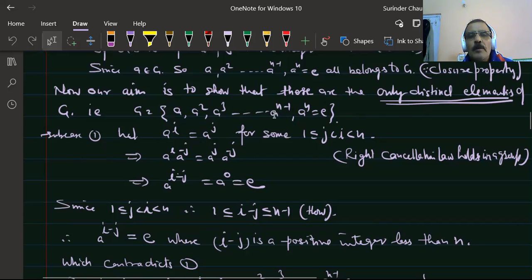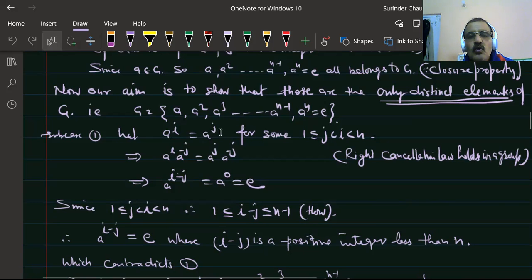So let us suppose that two elements of G are equal. So A to the I is equal to A to the J, both belong to G, for some I and J, with 1 less than or equal to J less than I less than or equal to n. That is the convention we are using. If they are equal, because G is a group, cancellation law holds true in a group. So apply that cancellation law.